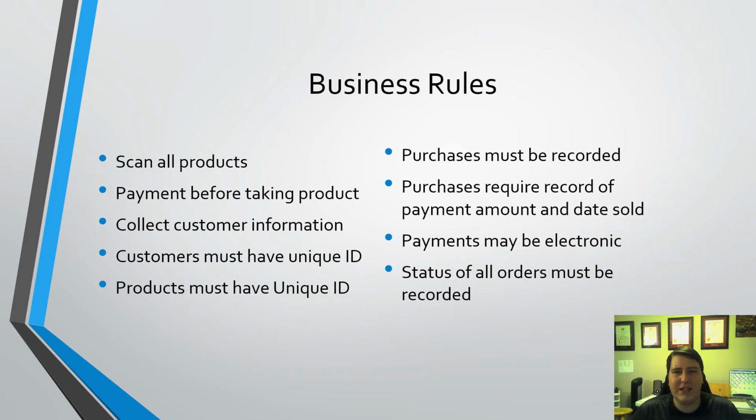So here are our business rules. All products must be scanned. Payment must be made before taking the product out of the store. All customer information must be collected. Customers must have a unique ID. Products must have a unique ID. Purchases must be recorded. Purchases require the record of payment amount and date sold. Payments may be electronic, and status of all orders must be recorded.